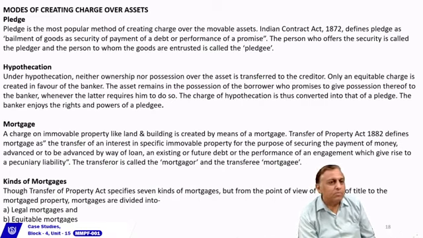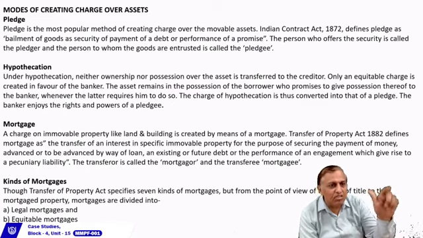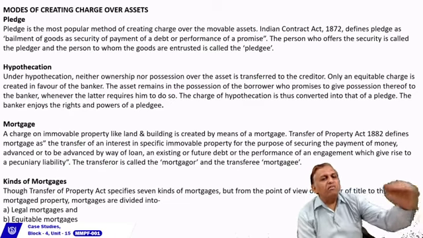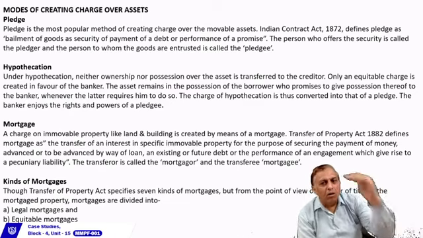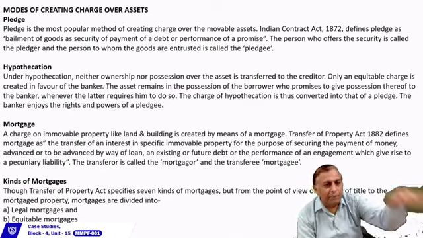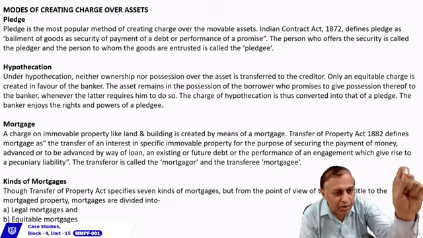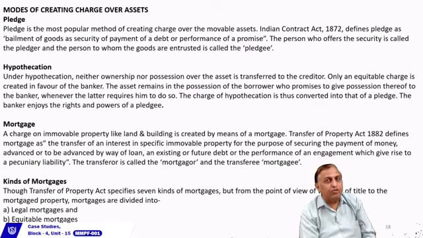Hypothecation. Neither ownership nor possession over the asset is transferred to the creditor. Only an equitable charge is created in favor of the banker. You cannot sell that particular property or the goods unless the hypothecation is over. That is the charge you are just keeping on that asset. This is called hypothecation.